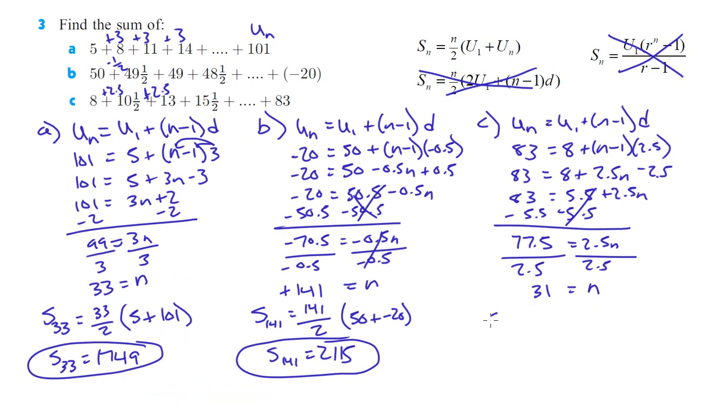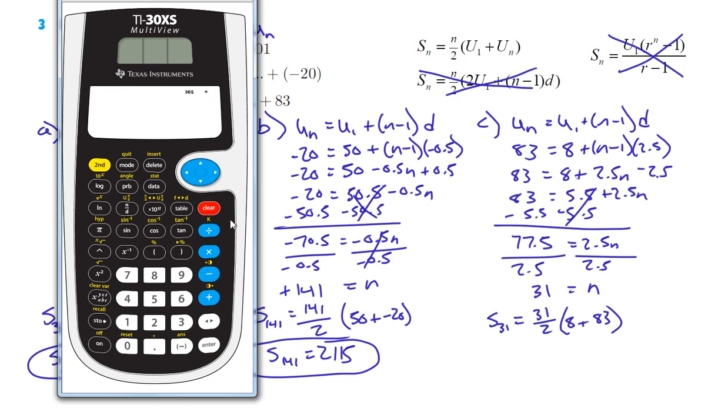Then the sum of the first 31 terms is going to be 31 over 2, all times the first term, which is 8, plus the last term, which is 83, and then away we go. Okay, so let's do that.